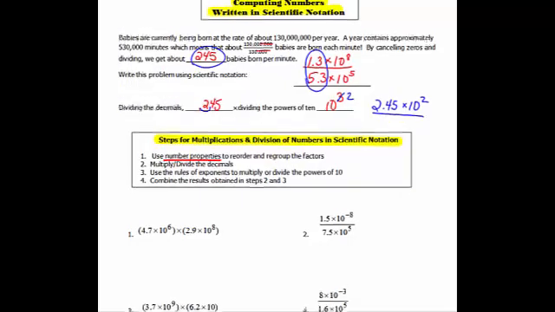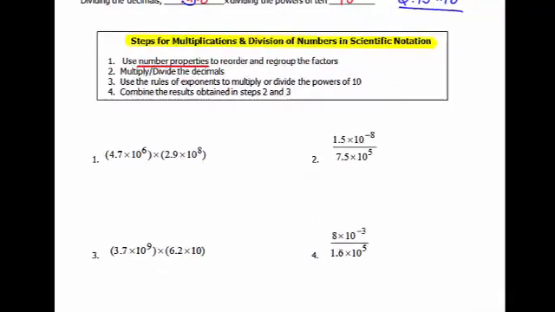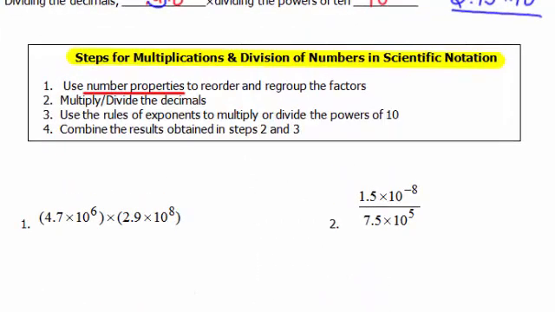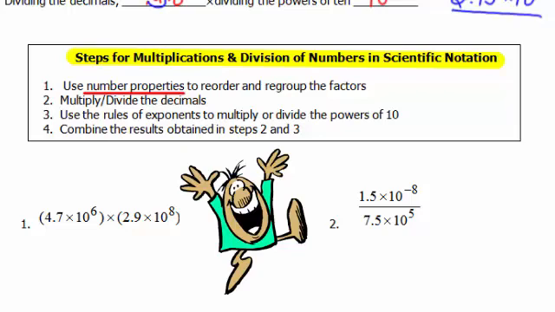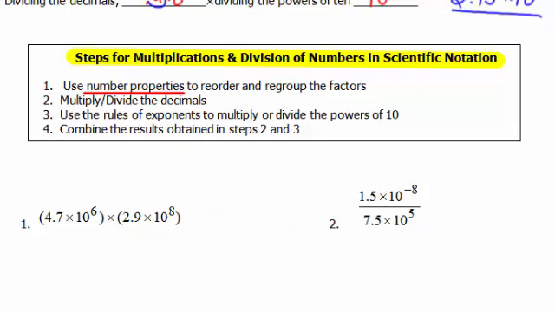Let's look at the steps for multiplying and dividing numbers in scientific notation. The first step says use the number properties to reorder and regroup the factors. Unfortunately, we don't know what those number properties are. You might know some of them. The ones we're concerned with here are associative and commutative properties, but if that does not sound familiar to you, we will be doing that in our next unit, so you can look forward to that. We multiply and divide the decimals, then use the rules of exponents to multiply or divide the powers of 10, and combine, rewriting always our final answer in proper scientific notation.